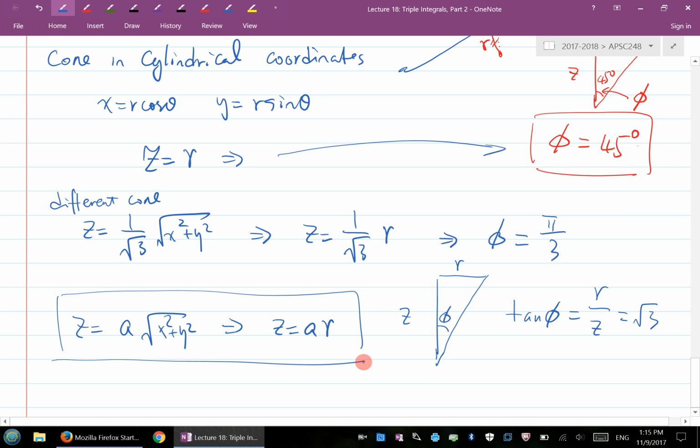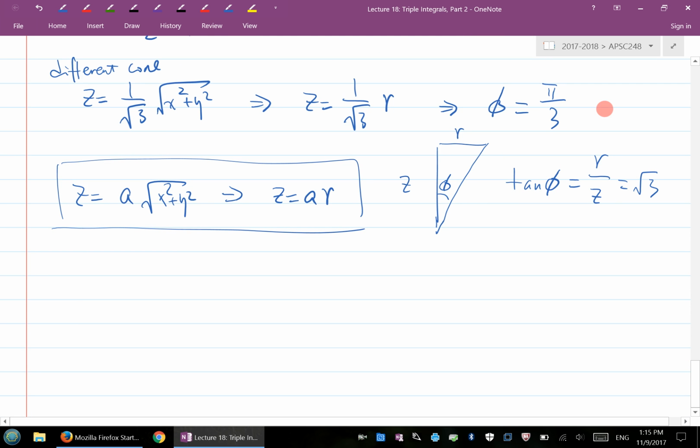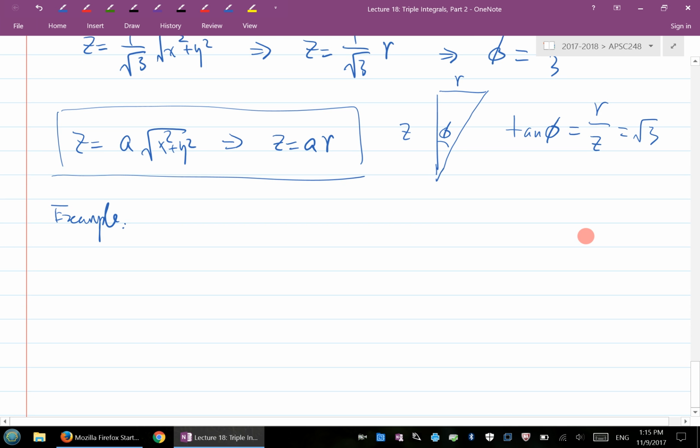Okay. Any questions on this part? Okay. So next one, I want you to exercise just very quickly here. See now if you get the hang of finding the limits for cylindrical coordinates.